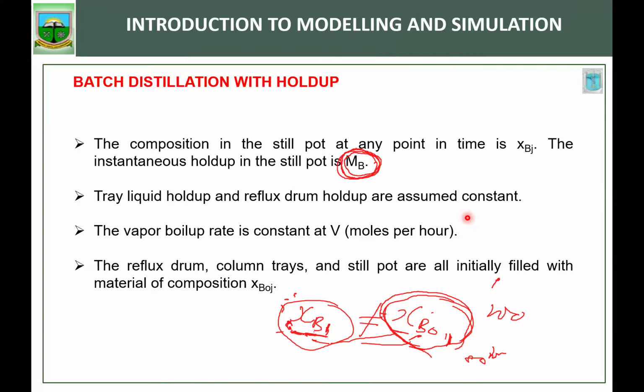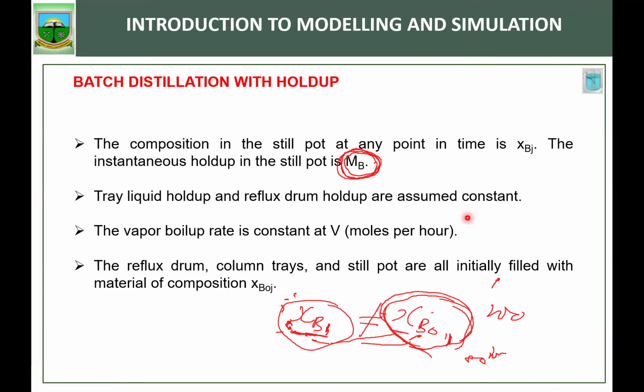Then we also assume that the tray liquid holdup and reflux drum holdup are constant. And then the vapor boil-up rate is constant at V, right? So it moves constantly. It's not being affected by the walls or anything. Then the reflux drum, the column trays, and still pot are all initially filled with material, which we call the composition XBOJ. So it could be XBO1, 2. If there are two components, it's going to be XBO1 and 2.